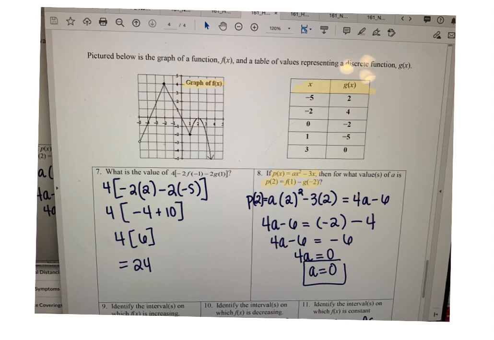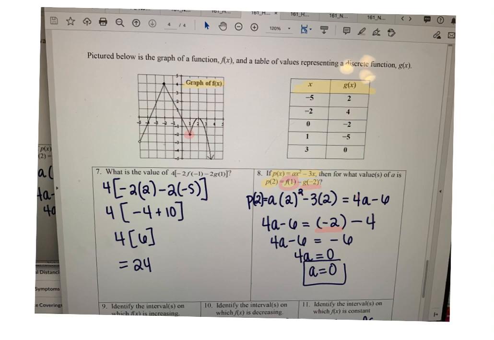So we take that 4a minus 6, and first we need to find f of 1. So we go over to the graph. When x is 1, then we see that the y value is negative 2. So we'll replace that f of 1 with our negative 2 here.